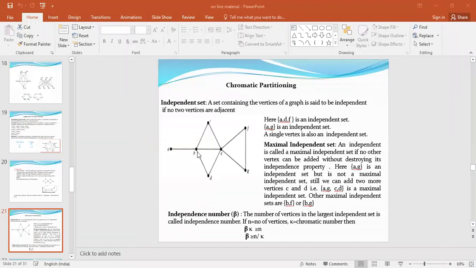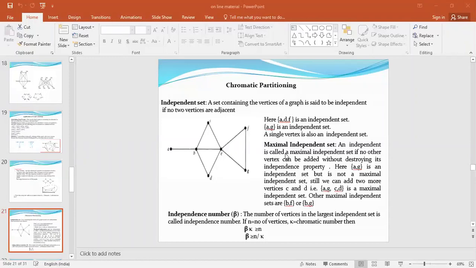Yes, one more possibility is that in place of F, you may include G. So from this side, B and G is also a maximal independent set. But you can't include both. You cannot say that B, F and G is a maximal independent set because F and G are connected. So either F will be with B, or G will be with B. So that is the definition of maximal independent set.